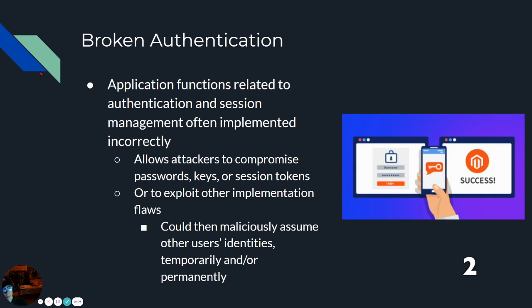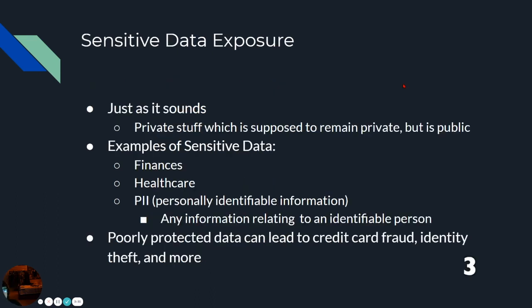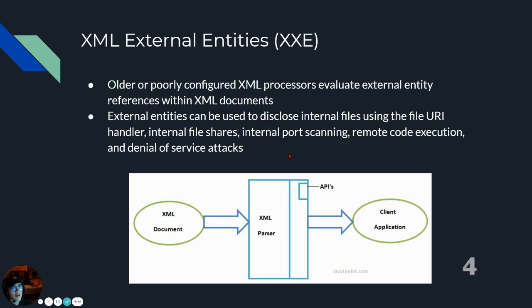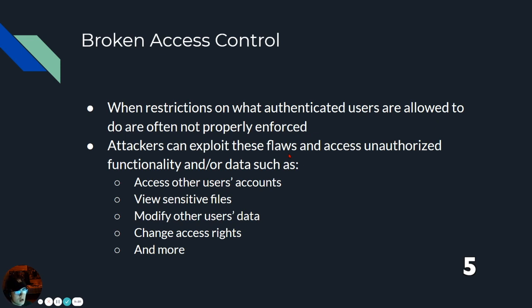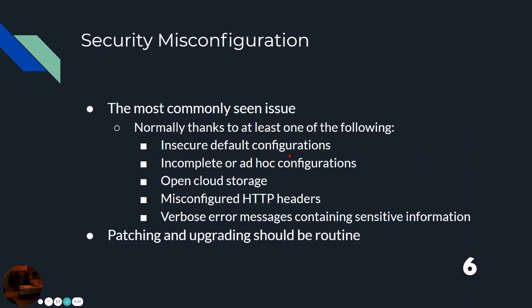This allows attackers to compromise passwords, keys, or session tokens, or to exploit other implementation flaws. It's just as it sounds. So private stuff, which is supposed to remain private, becomes public or is public. Older or poorly configured XML processors evaluate external entity references within XML documents. Broken access control. When restrictions on what authenticated users are allowed to do are often not properly enforced. This is actually the most common issue that people have with their web apps and their vulnerabilities.